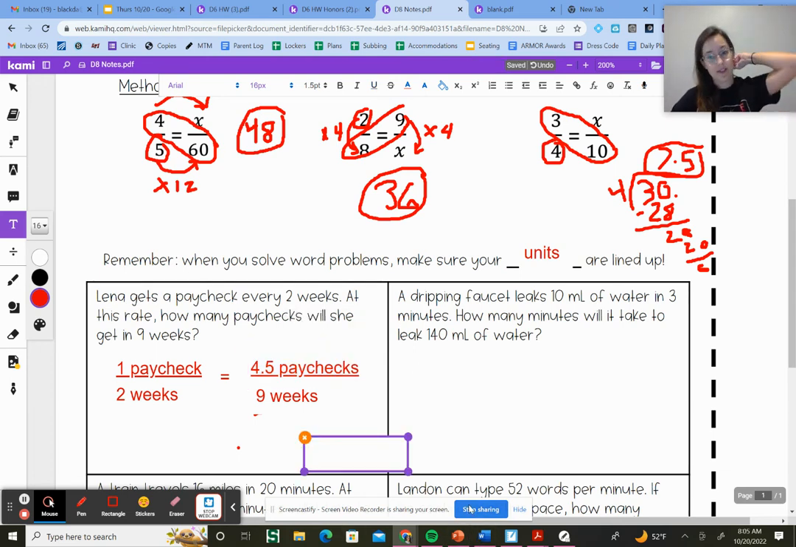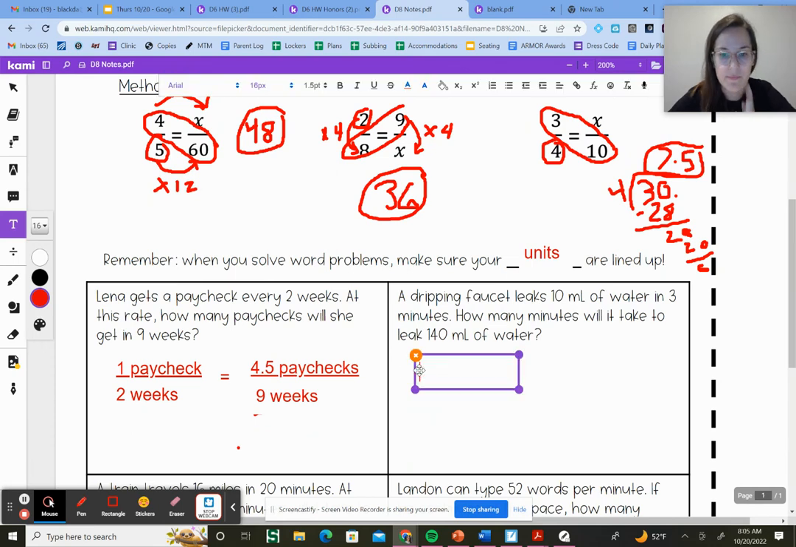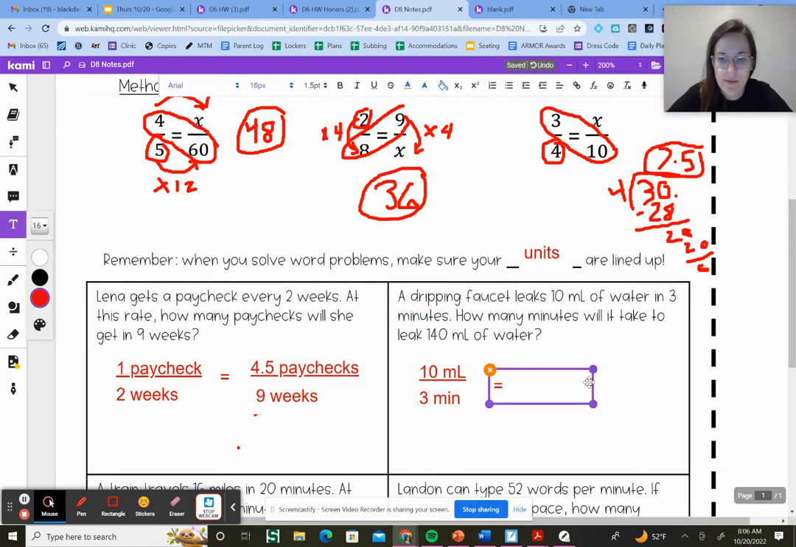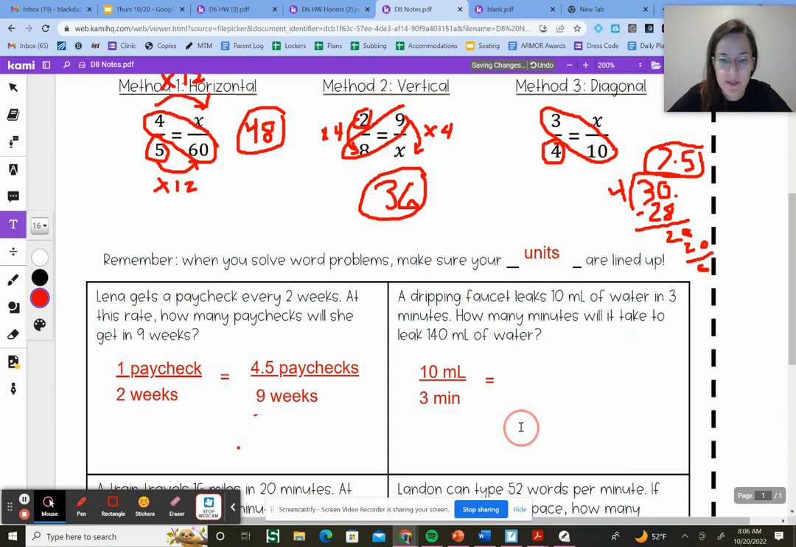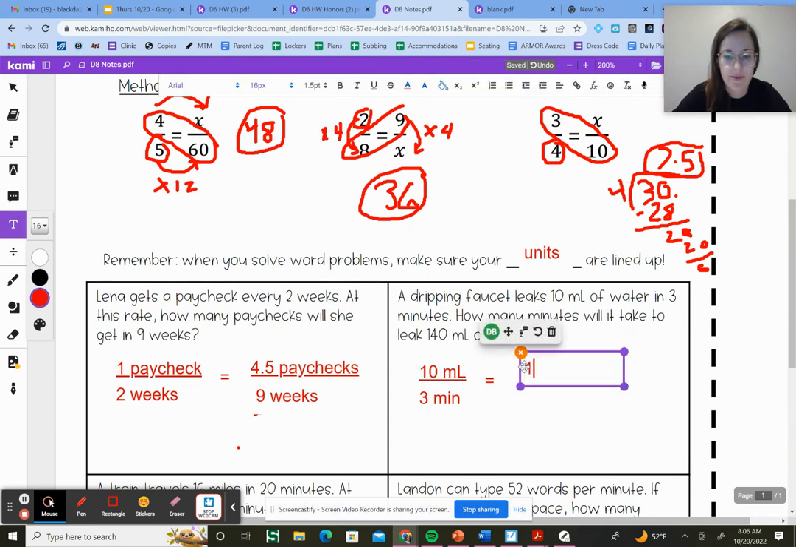All right, a dripping faucet leaks 10 milliliters of water in 3 minutes. How many minutes will it take to leak 140 milliliters of water? All right, I'm going to start with 10 milliliters. Let me underline that so it looks like a fraction. 10 milliliters in 3 minutes. I'll just put 3 min. You can always abbreviate stuff. And then let's see what else we got. 140 milliliters. So line that up on the top with the milliliters.